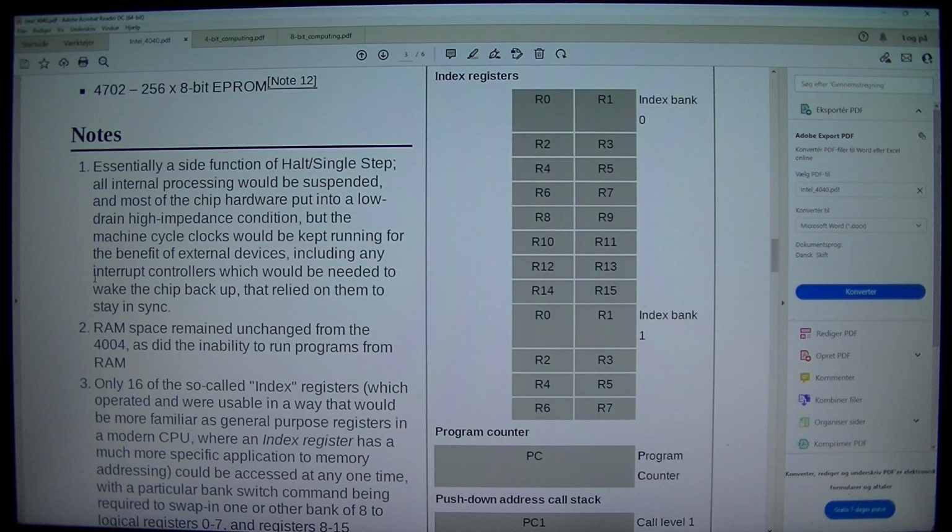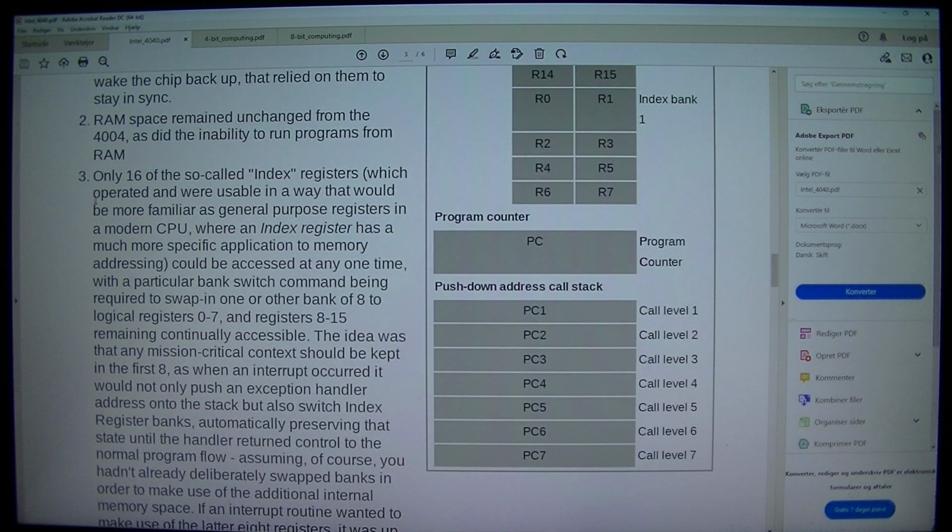But the machine cycle clocks would be kept running for the benefit of external devices, including any interrupt controllers that would be needed to back the chip back up, that relied on them to stay in sync. 2. RAM space remained unchanged from the 4004, as did the inability to run programs from IM.